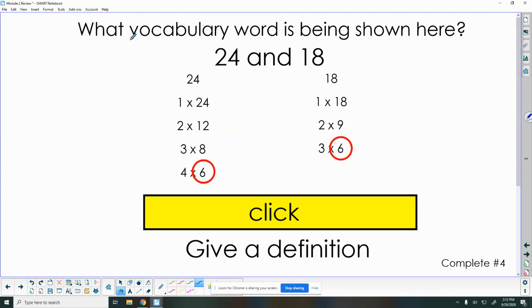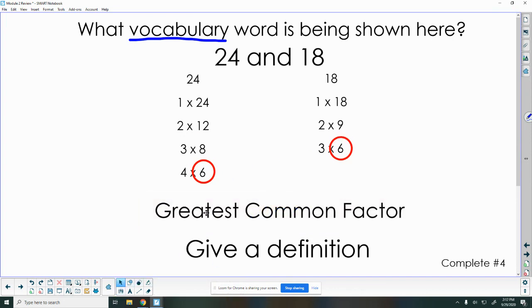Now we're again being asked what vocabulary word is being represented here. So we've got 24 and 18. 1 times 24, 2 times 12, 3 times 8, 4 times 6, all equal 24. 1 times 18, 2 times 9, 3 times 6, all equal 18. Then I notice the number 6 is circled. They don't have 24 in common or 12 or 8. The first one is 6.